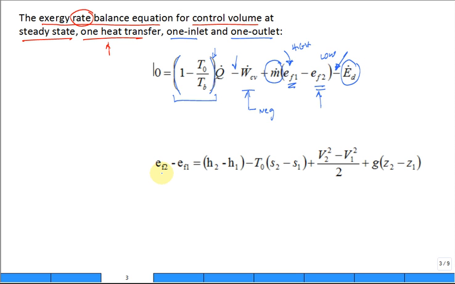Here is the difference in the flow exergies. Difference in enthalpy, that looks very familiar, minus T naught times the difference in entropy. So this accounts for not just the total energy, but the useful energy component. It's exergy. That's the concept of exergy.